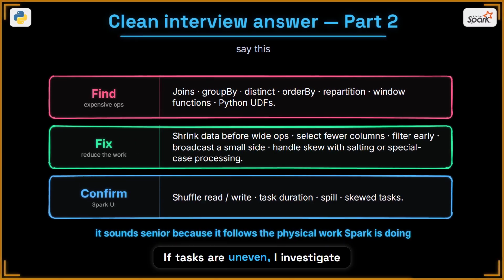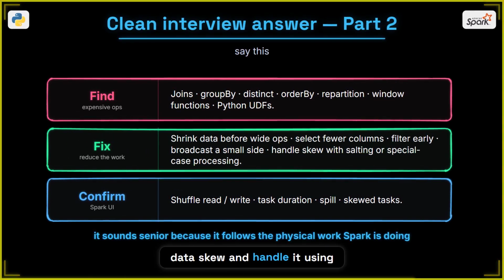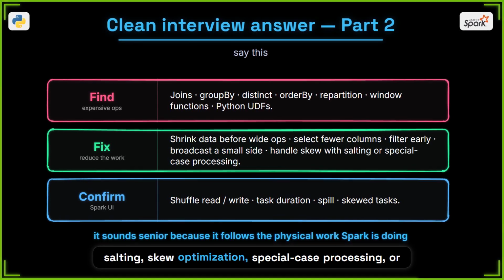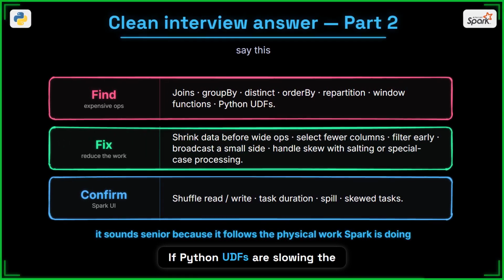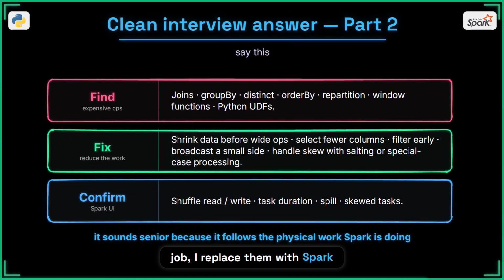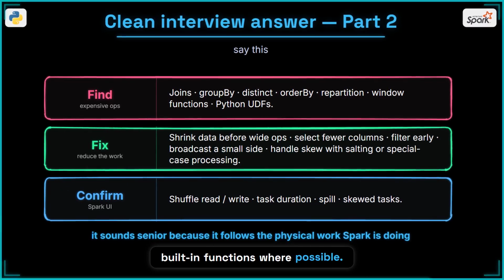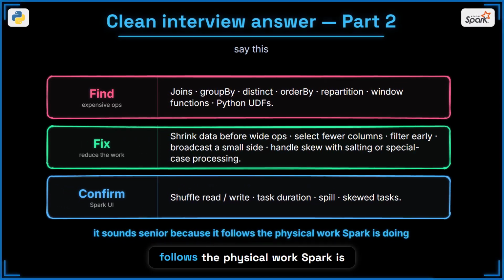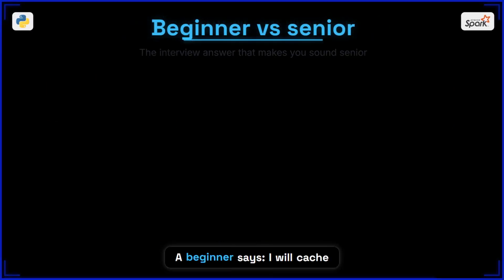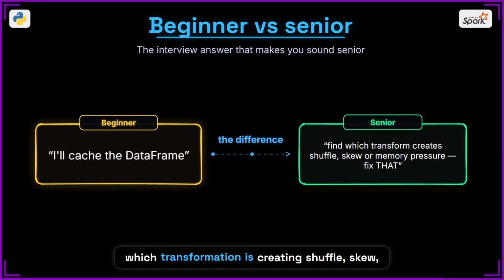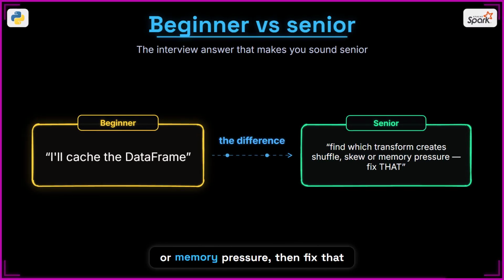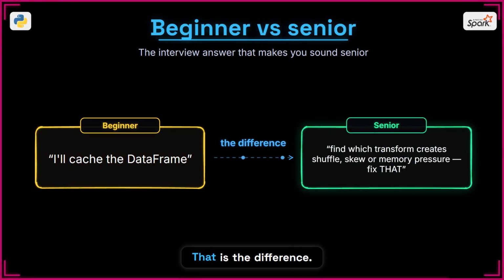And if tasks are uneven, I investigate data skew and handle it using salting, skew join optimization, special case processing, or a better aggregation strategy. If Python UDFs are slowing the job, I replace them with Spark built-in functions wherever possible. That answer sounds senior because it follows the physical work Spark is doing. A beginner says, I will cache the data frame. But a senior says, I will find which transformation is creating shuffle, skew, or memory pressure, then fix that actual cause. That is the difference.